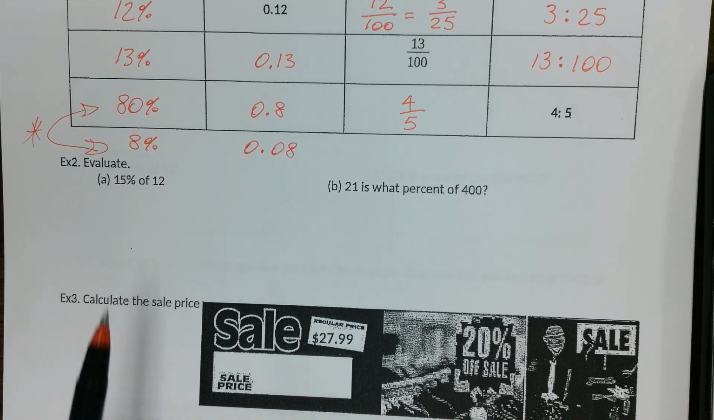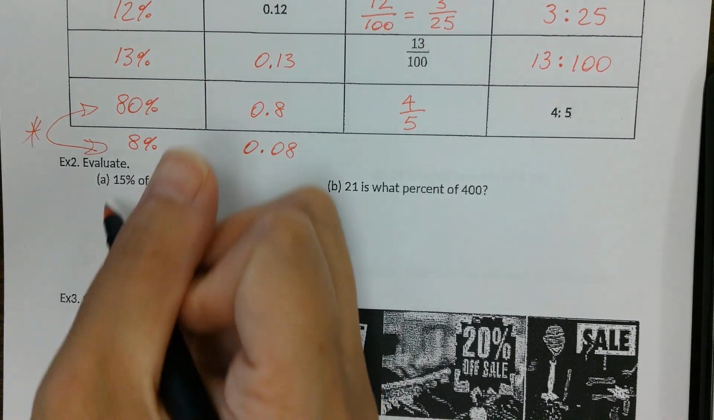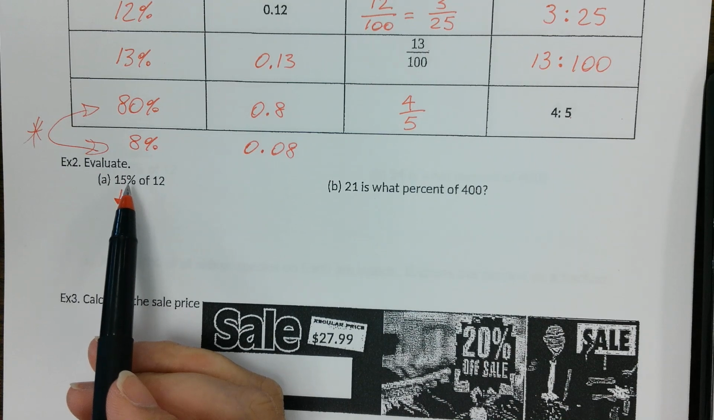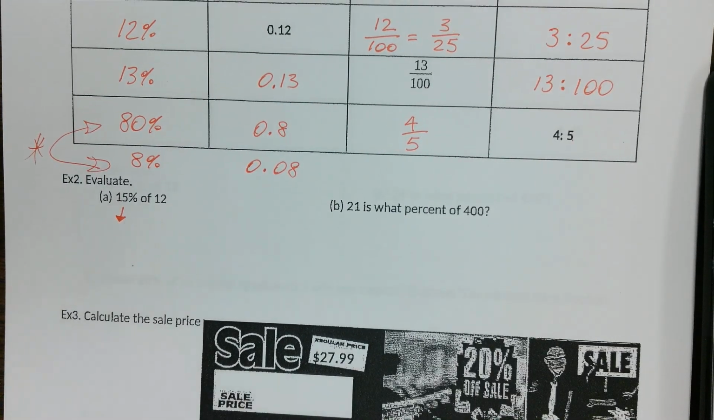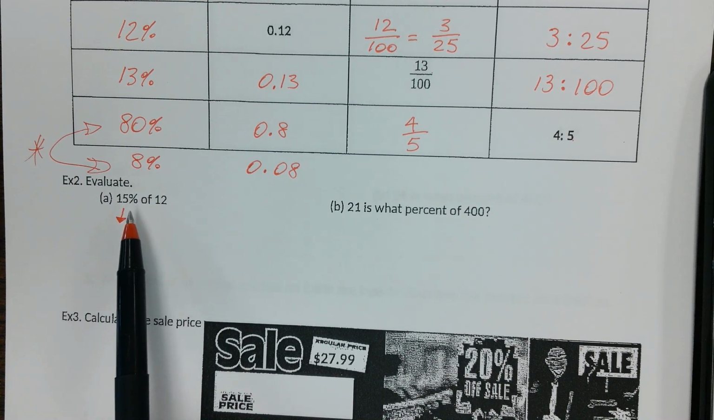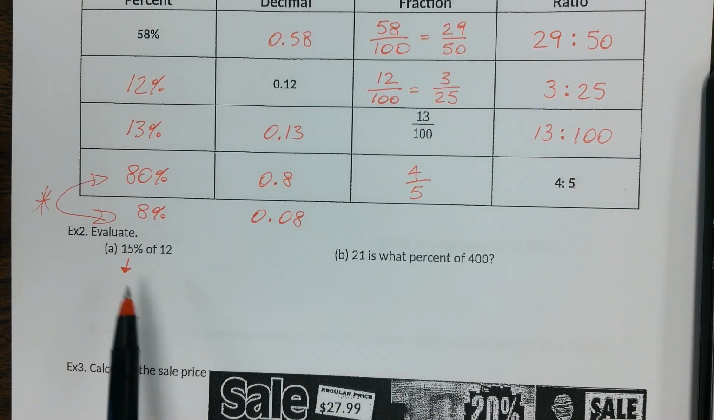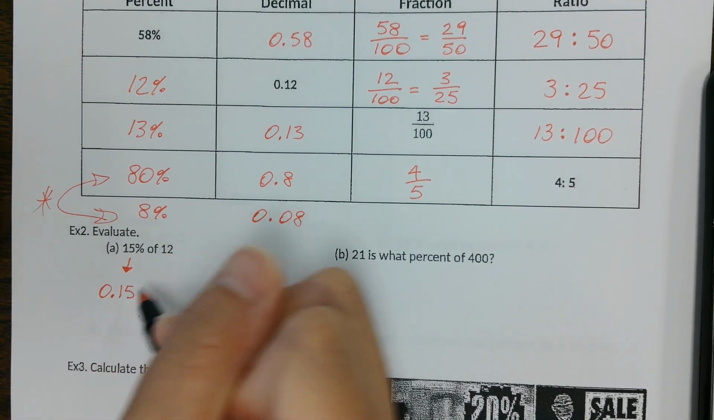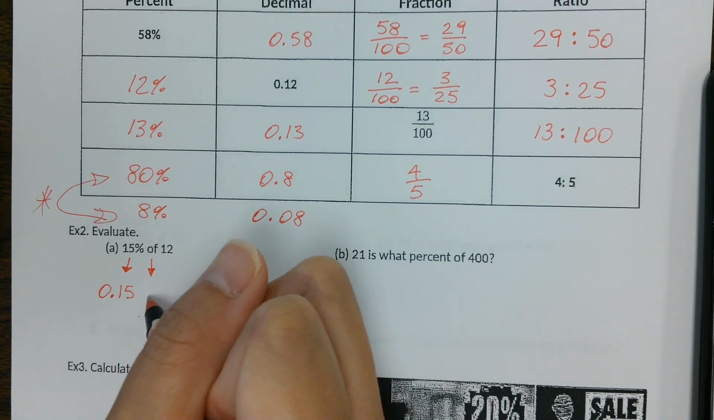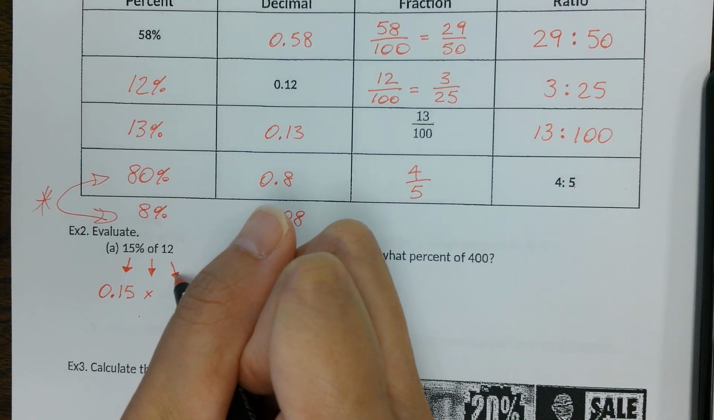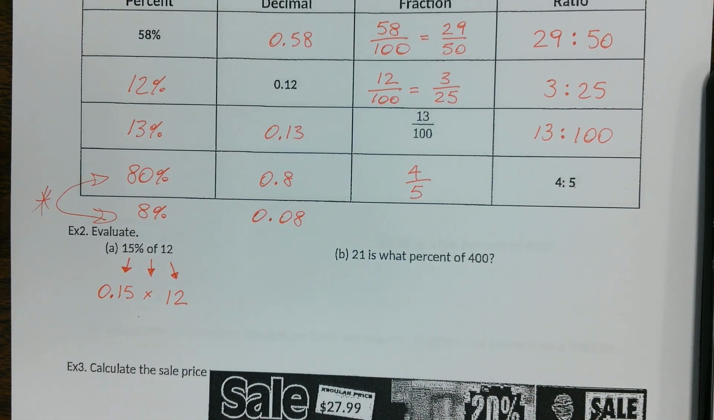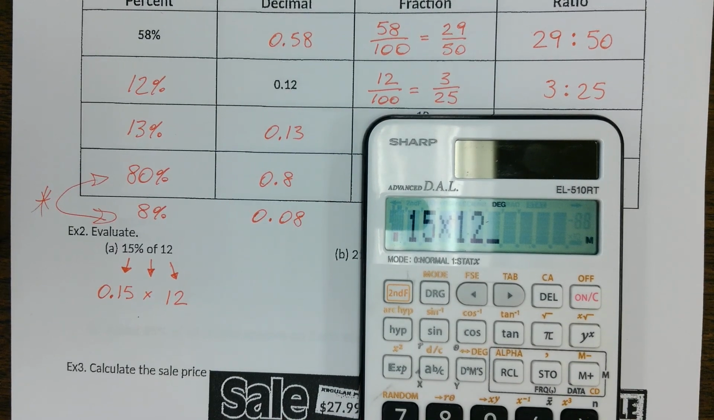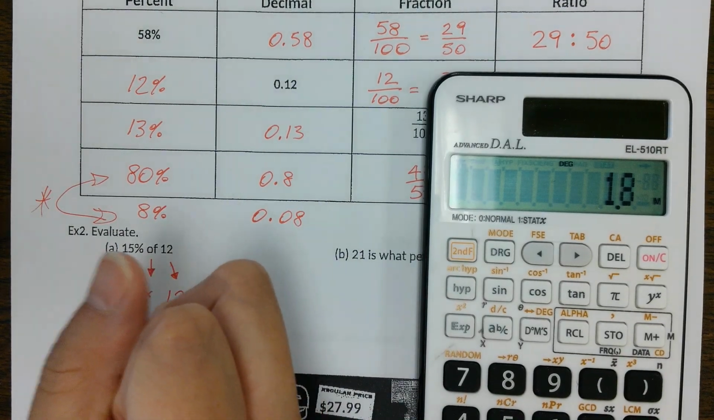Okay, so evaluate. 15% of 12. Whenever we do the math, we always have to change the percentage to a decimal whenever we do calculations. So what's 15% as a decimal? We know how to do it from up here. 0.15. Excellent. Of means times. 12 means 12. So 15% of 12 means 0.15 times 12. Using your calculator, you get 1.8.